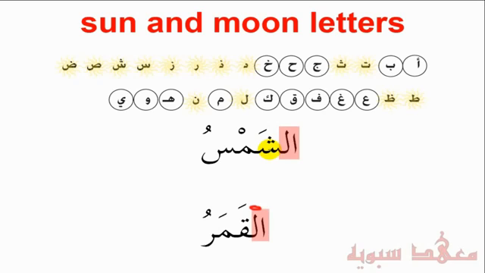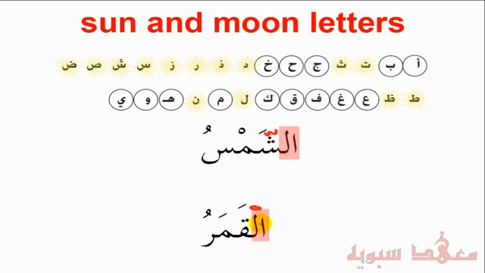The actual points of articulation of the lam and the sheen are very close to each other. And because they're very close, what happens is this lam is not pronounced. And what happens instead is the lam is pronounced as a sheen. So there's actually a shadda here. So it's Ash-Shams, not Al-Shams. Because notice when you say Al-Shams, it's not smooth, rather than Ash-Shams, which flows and is nicer to hear.